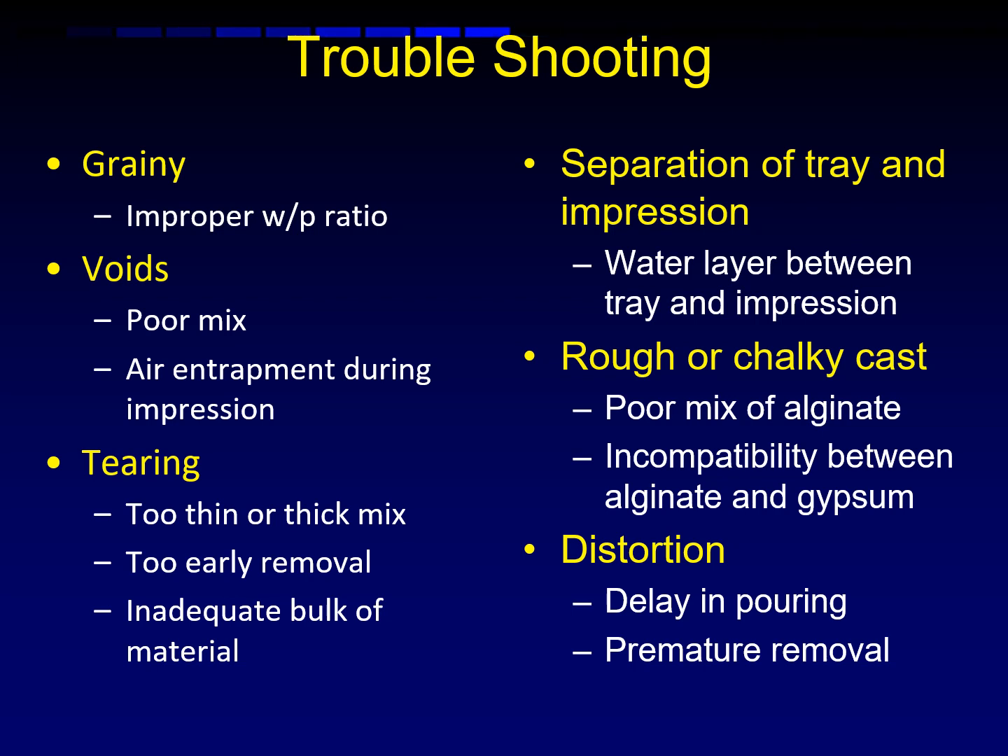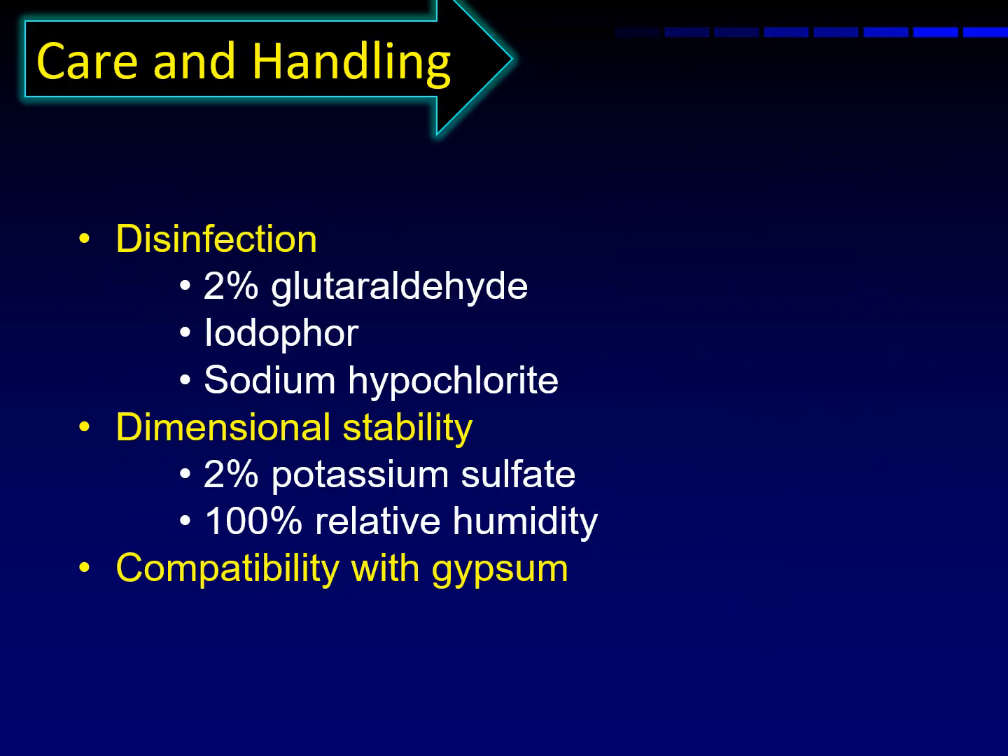Rough or chalky cast. This is mainly due to poor mix of alginate or incompatibility between the alginate and gypsum product. If the saliva is not washed out, that also leads to rough or chalky cast. Distortion. Distortion is due to delay in pouring of the alginate impression. We need to pour the alginate impressions before 12 minutes to avoid distortion. Also, premature removal of the tray from the patient's mouth leads to distortion of the impression.